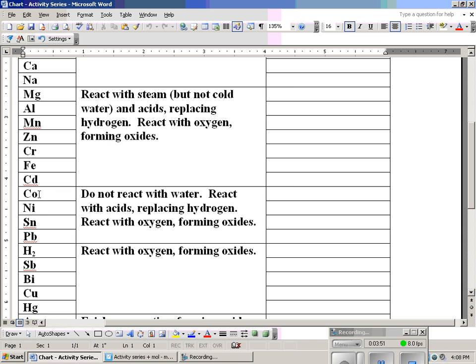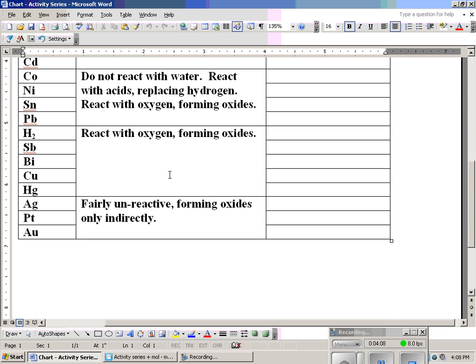Okay, here we have cobalt, nickel, tin, and lead. They do not react with water, but they will react with acids, replacing the hydrogen. They will react with oxygen, forming oxides. And if we go further down still, we have hydrogen clear down to mercury. Each of these would react with oxygen, forming an oxide.